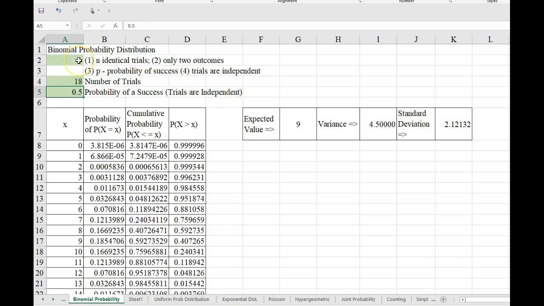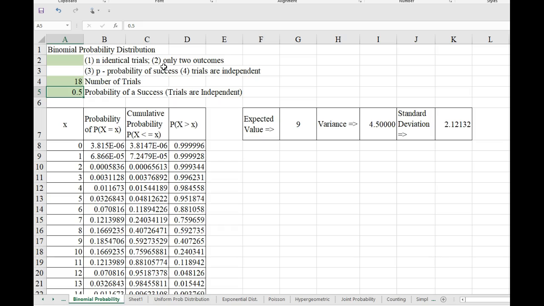Number one is that there are n identical trials. Now, a trial could be anything. It could be flipping a coin, it could be inspecting a part, it could be turning left or right. But it has to be identical.